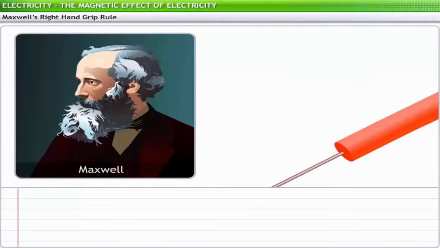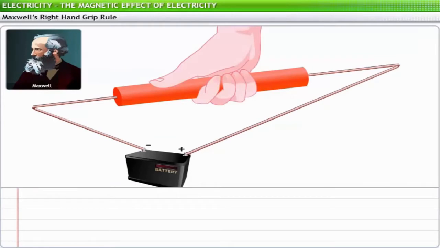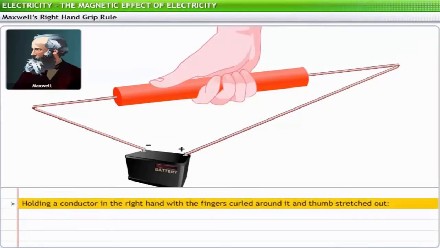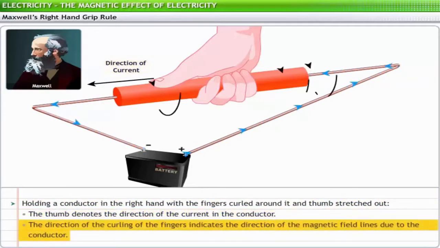You can determine the direction of magnetic field lines due to a current-carrying conductor using Maxwell's right-hand grip rule. According to this rule, if you hold a conductor in your right hand with your fingers curled around it and your thumb stretched out as shown, then your thumb denotes the direction of the current in the conductor, and the direction of the curling of your fingers indicates the direction of the magnetic field lines due to the conductor.